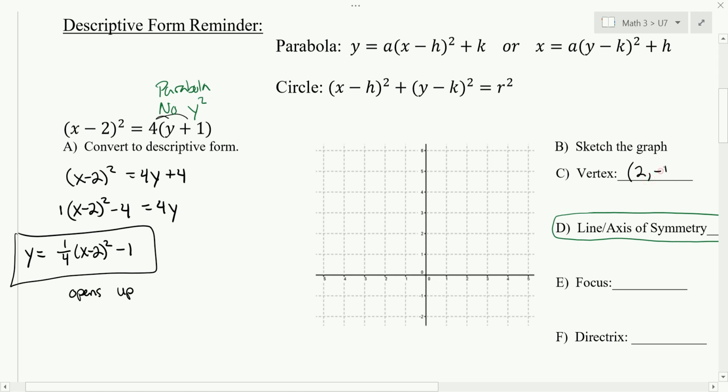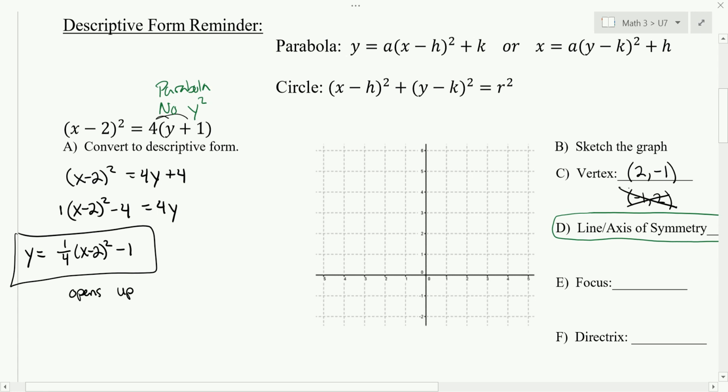2, -1, are you sure? 2 what? What's our vertex going to be? -1, 2? Okay. So here's how you settle this. That 2 is with what variable? X. So that should be an x coordinate. And so we want to go with the first one, 2, -1. Okay, we don't want this one. We'll get back to part D.